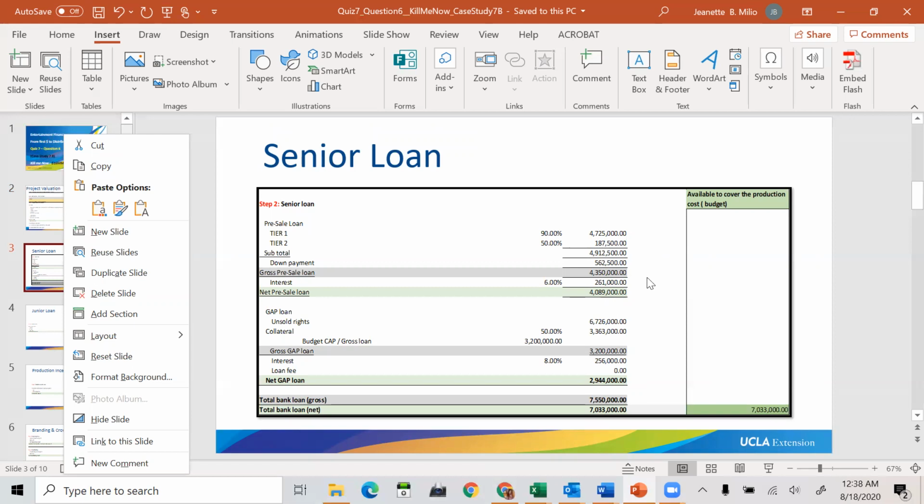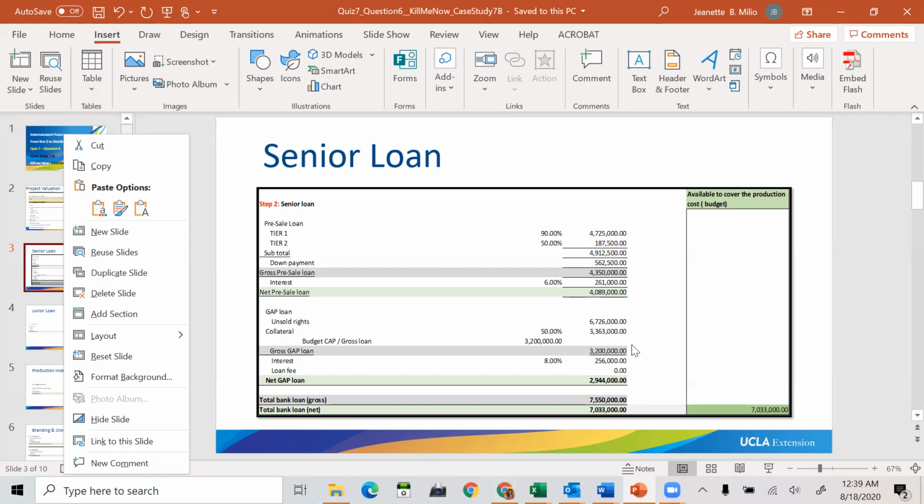So the gross pre-sale loan is $4,350,000, and we're charging an interest, and we get to the net pre-sale loan. This too has not changed from the case study in your modules and in the video. The unsold rights are a little more now, simply because we are increasing the budget. So we end up having available collateral of $3,363,000. Our budget cap for $16 million is $3,200,000.